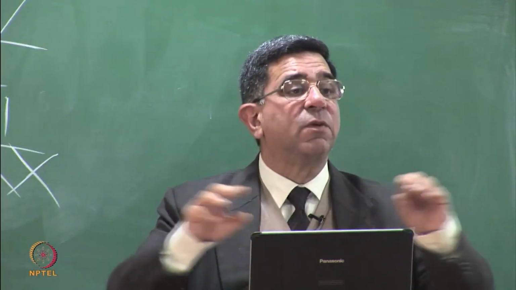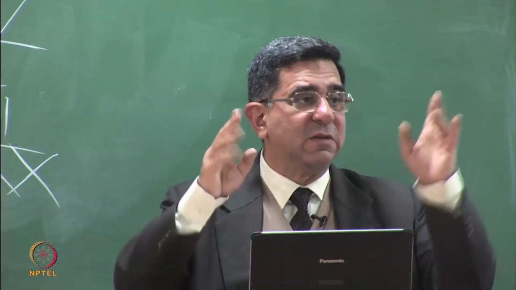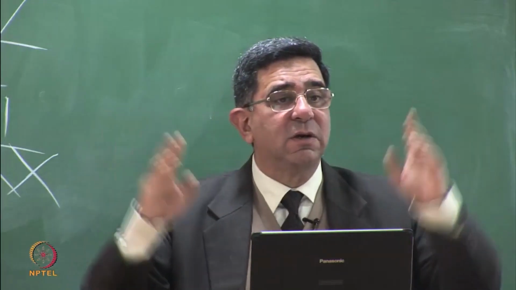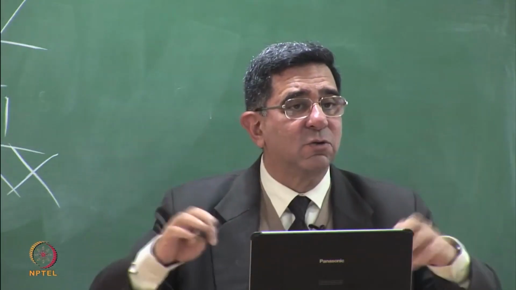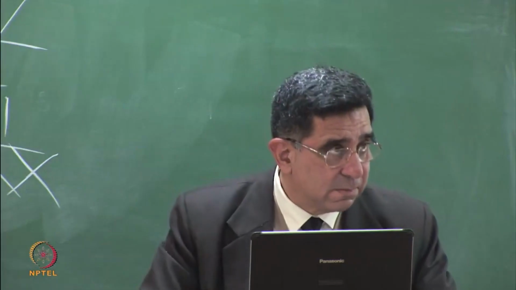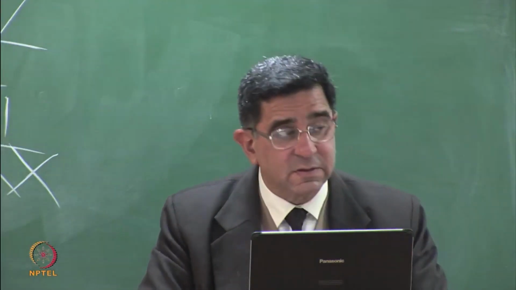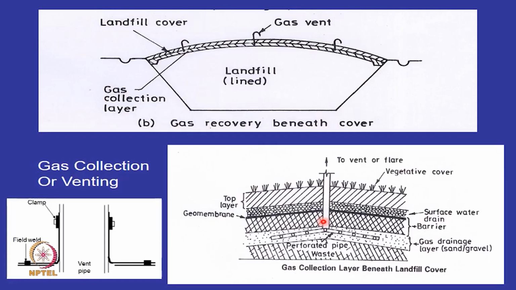So one can be a cover with no vents, in which case the gas will pass through the desiccation cracks and the high permeability zone and go to the atmosphere. The other is you have the gas collection layer. So the gas collects in the collection layer, and the pipes have holes in them, perforated pipe, and it goes up a vent, which is nothing but like an inverted U, doesn't allow the rainwater to come in and comes out from these vents.